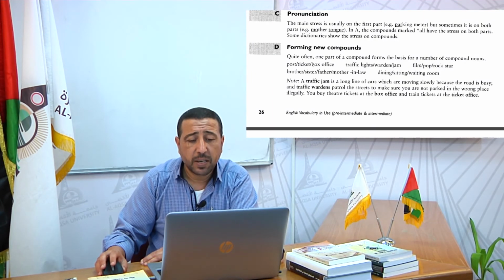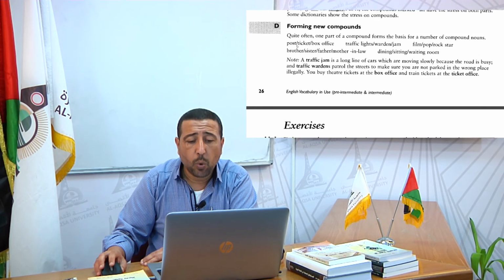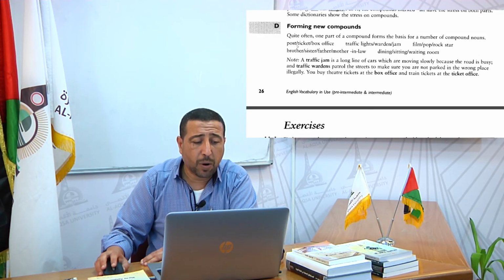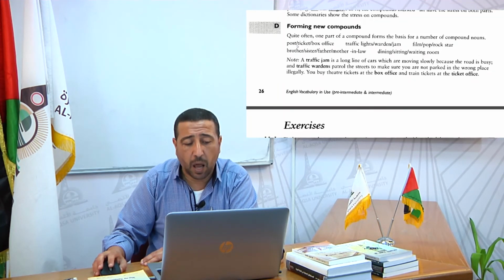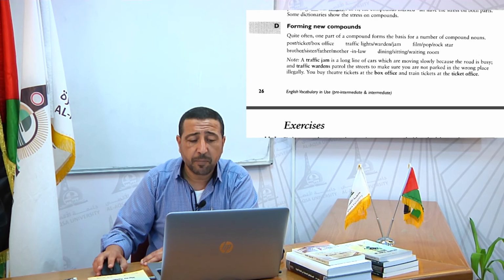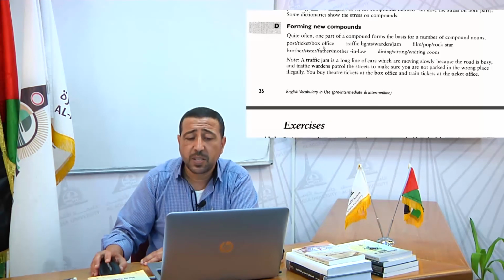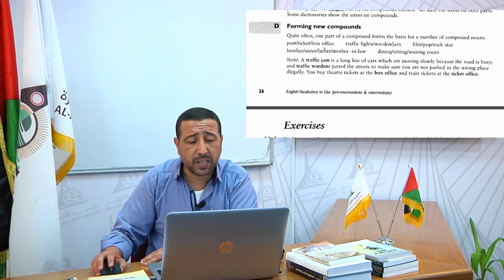The second example, traffic lights, warden, jam. Okay? Film, pop, rock, star. So we can say film star, pop star, and rock star. Next, brother, sister, father, mother-in-law. So brother-in-law, sister-in-law, father-in-law, mother-in-law. Okay? Next, dining, sitting, waiting room. So we can say dining room, sitting room, and waiting room.